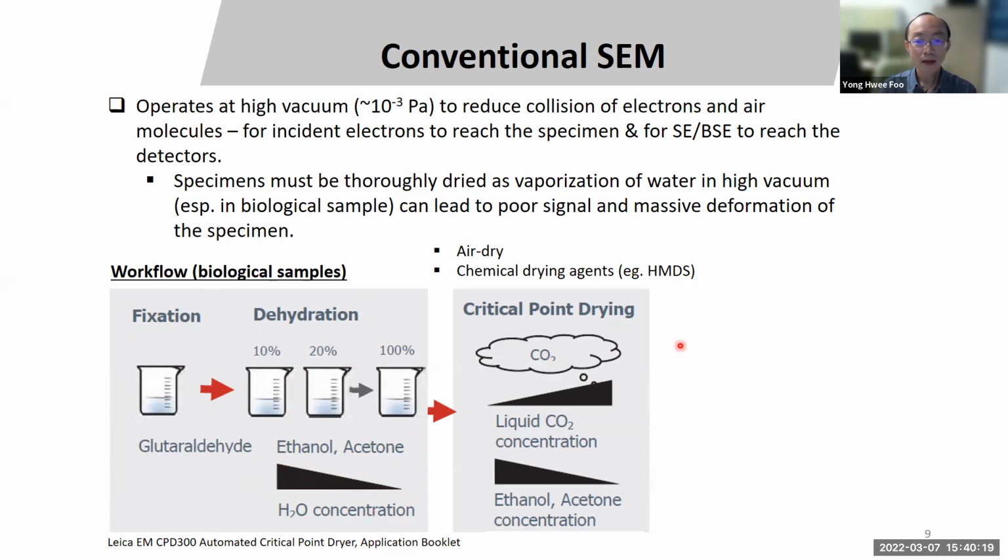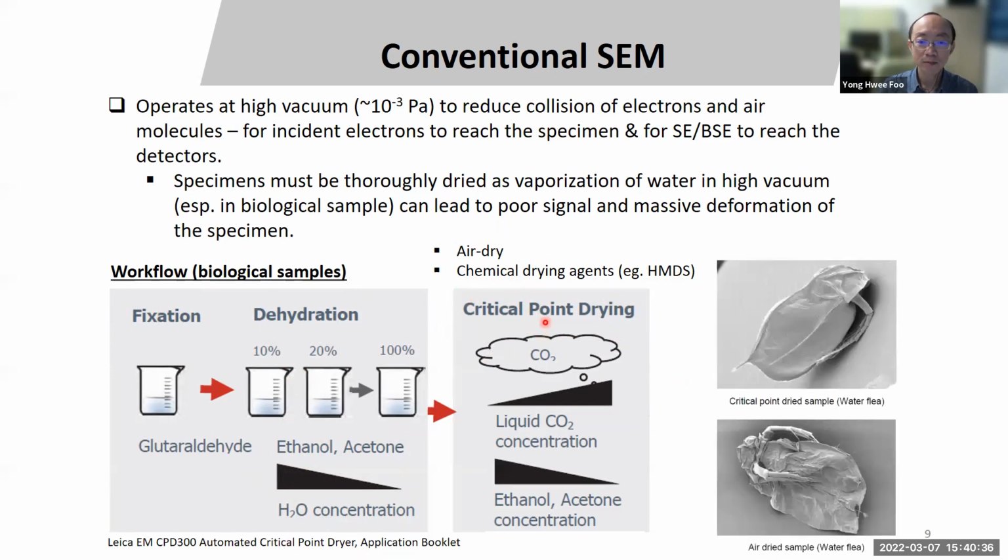Right? And after that, you need to remove the ethanol by either air drying or using chemical drying agents. There's a method called critical point drying. This will also remove the ethanol content from your specimen. And the reason why you need critical point drying is, for some samples, if you look at this water-free, air-dried sample, you actually can see the specimen gets a bit deformed.